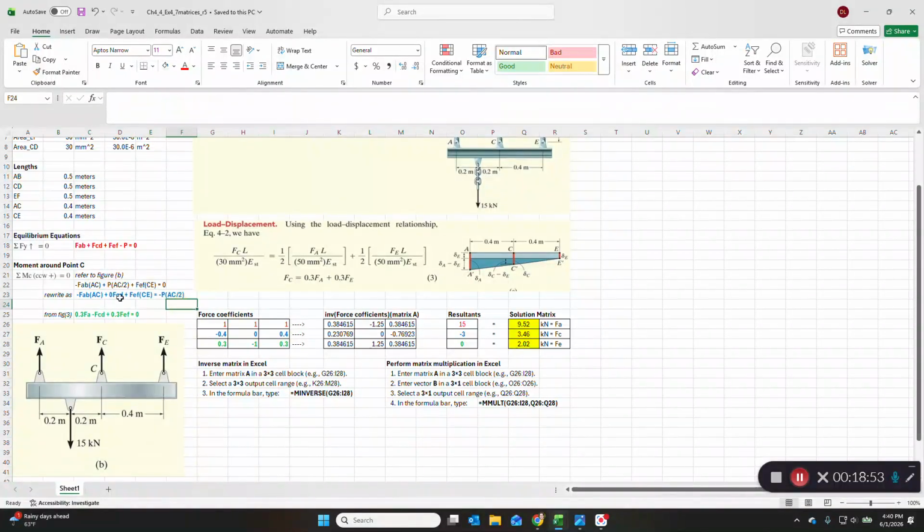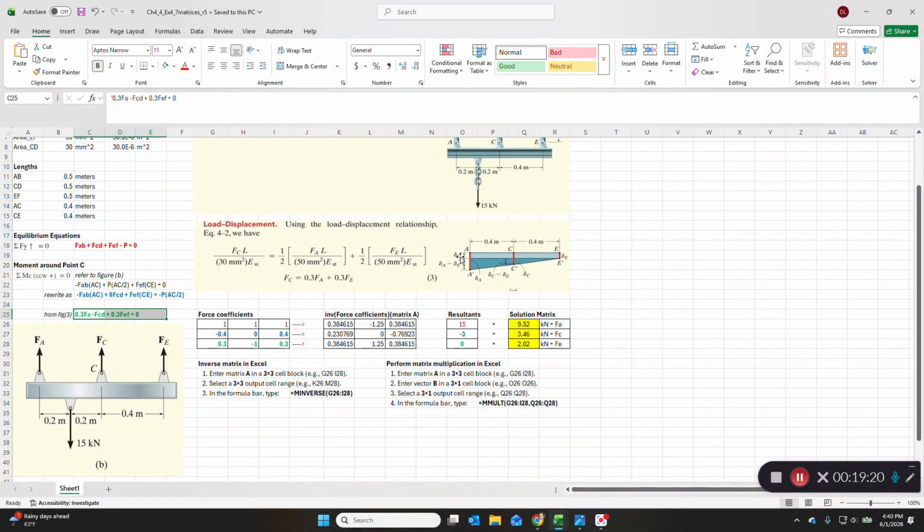Now it's negative. And I have an F_AB, an F_CD, and an F_EF term, and my F_CD term is 0 because we go right through point C when we sum the moment. So then the last, that's in blue. The last equation is from figure 3, over here, the load displacement relationship. And we've seen that before, FL over EA, and that's going to give us our delta.